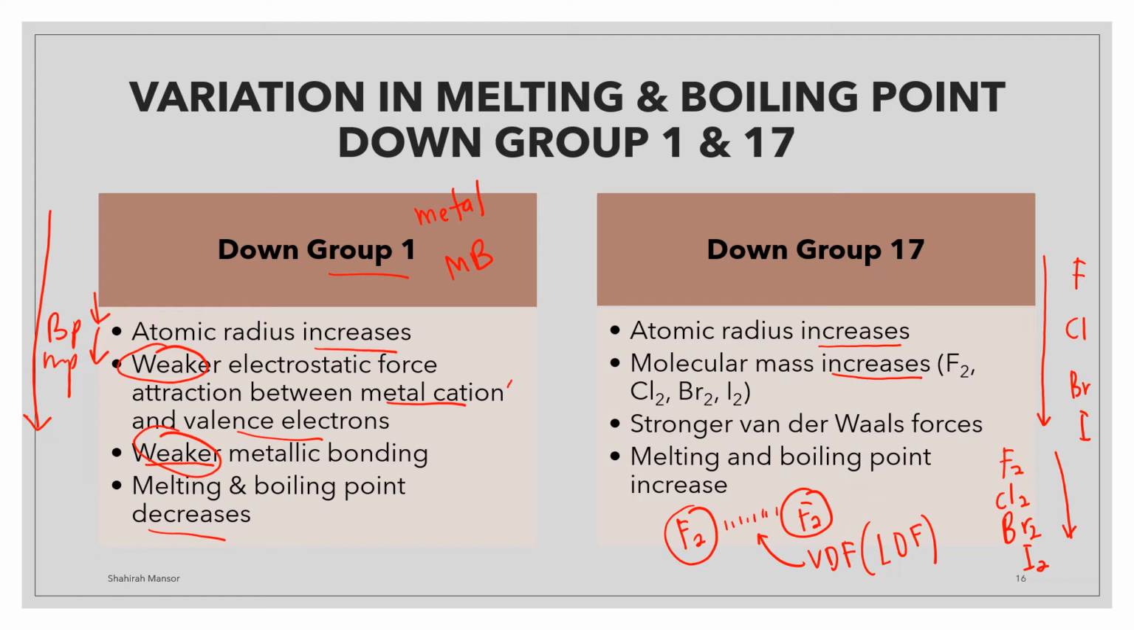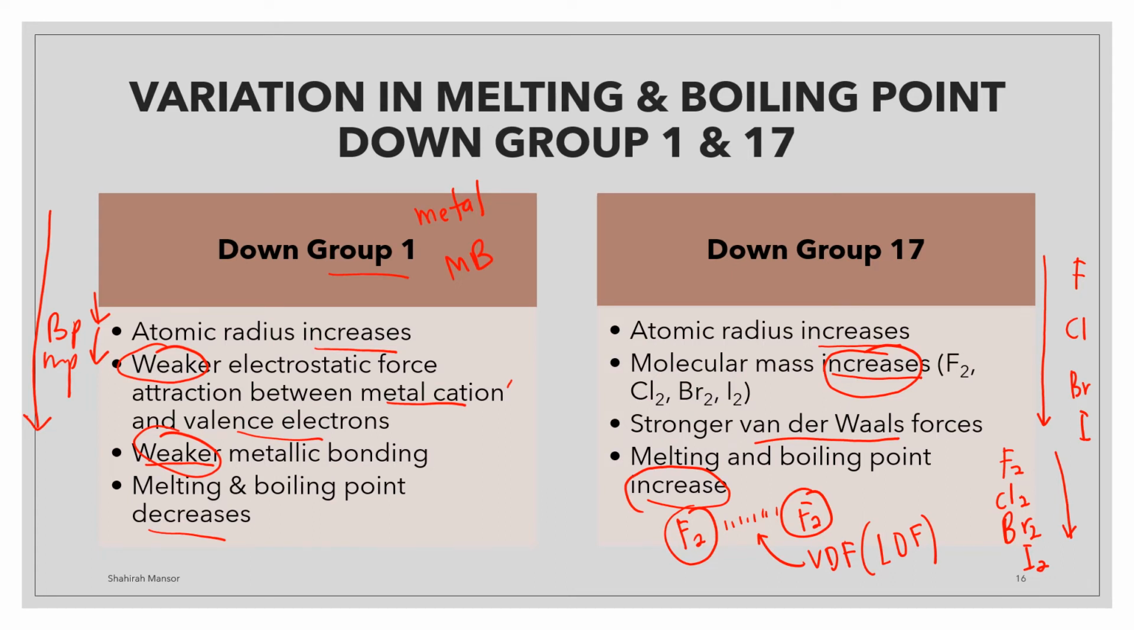So moving from F2 kepada I2, apabila molar mass increases, okay, molecular mass increases, so of course the intermolecular forces of attraction iaitu van der Waals forces, okay, adalah stronger between them. So this will cause melting and boiling point to increase as we go down group 17.